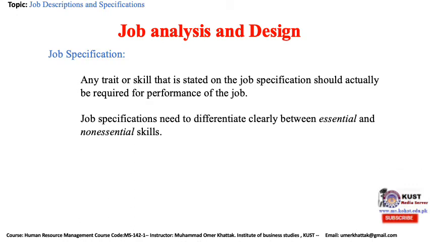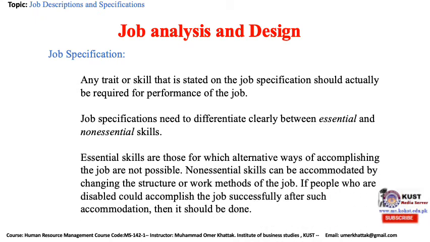Job specifications need to differentiate clearly between essential and non-essential skills. Essential skills are those for which alternative ways of accomplishing the job are not possible. Non-essential skills can be accommodated by changing the structure or work methods of the job. If people who are disabled could accomplish the job successfully after such accommodation, then it should be done.